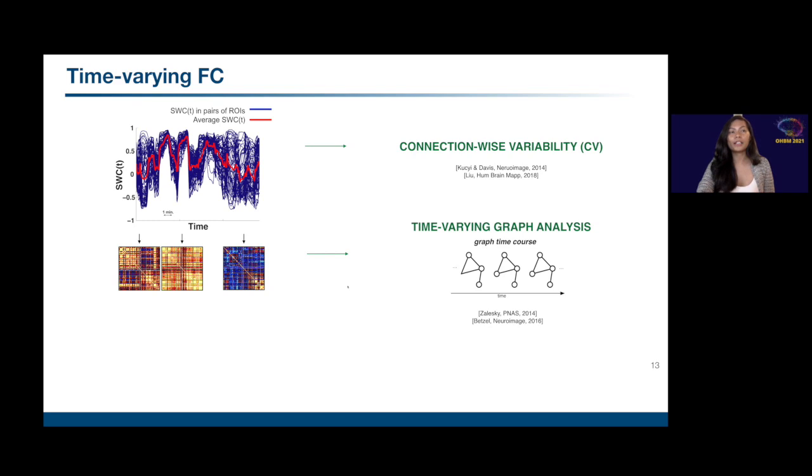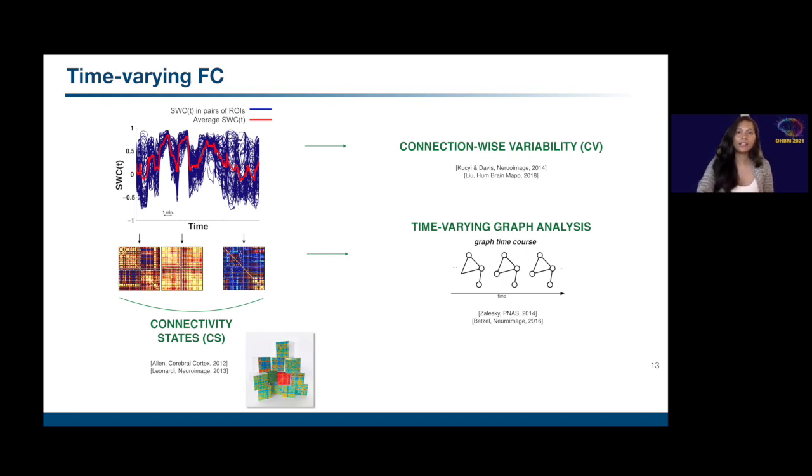Another subsequent method that can be applied is that we can decompose this functional connectivity matrix to obtain connectivity states. And the interpretation of these connectivity states depends on the technique that we use to decompose these functional connectivity matrices. So for instance, Allen et al. in 2012 decomposed these functional connectivity matrices into connectivity states using K-means clustering, while Leonardi et al. decomposed these connectivity states using principal component analysis.